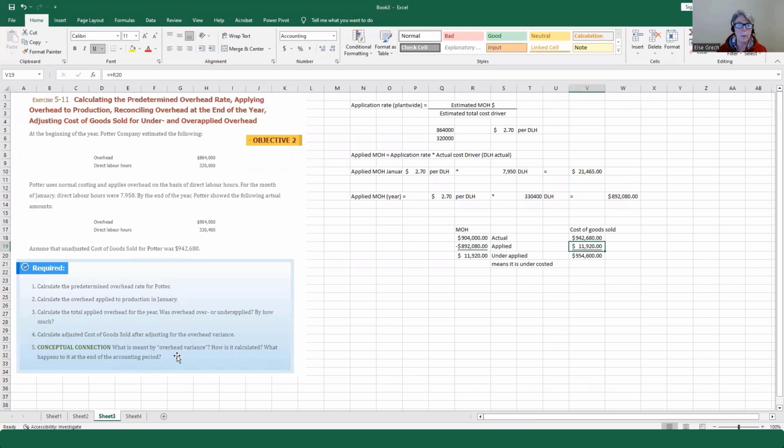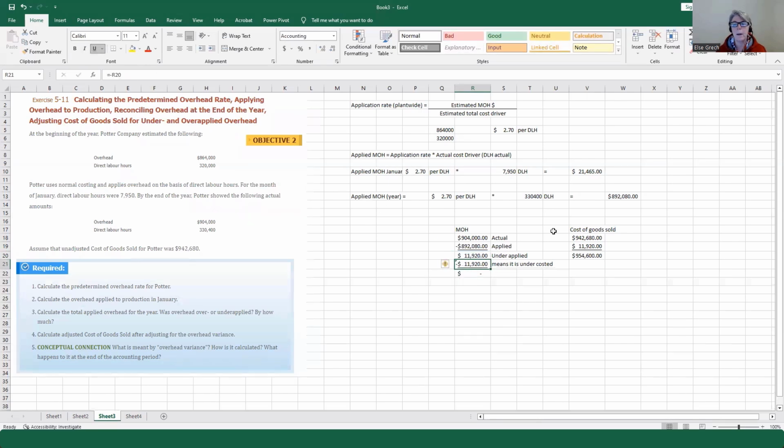And then it says, what is meant by an overhead variance? A variance means that the actual and the applied do not equal each other. We already know how it's calculated because we calculated it right here. And what happens to it at the end of the accounting period? We have to eliminate it. At the end of the accounting period, it's got to be a zero balance, right? And we eliminate it by moving it into cost of goods sold, either adding it if it's under applied or deducting it if it's over applied.